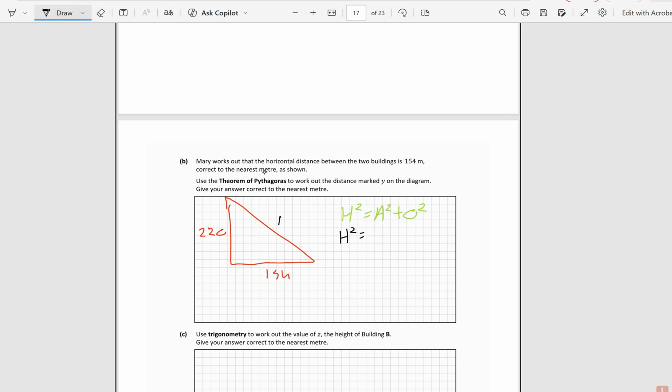Okay. So this, the hypotenuse, is the longest side, and the O and the A doesn't matter. So we've H squared equals the A squared, in this case 154, plus the O squared, 220. We square them all, and if we work it all out we get an answer of 268.54. We were asked the nearest meter, so just make sure you read the question. So it's 268 meters. Meters, not meters squared.